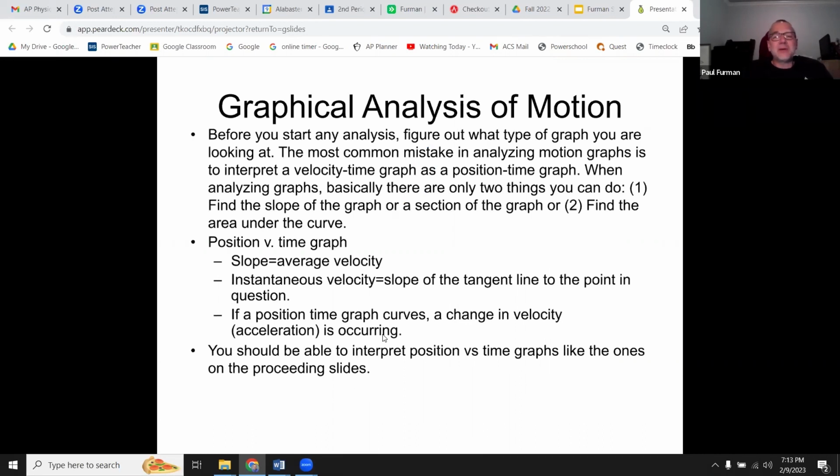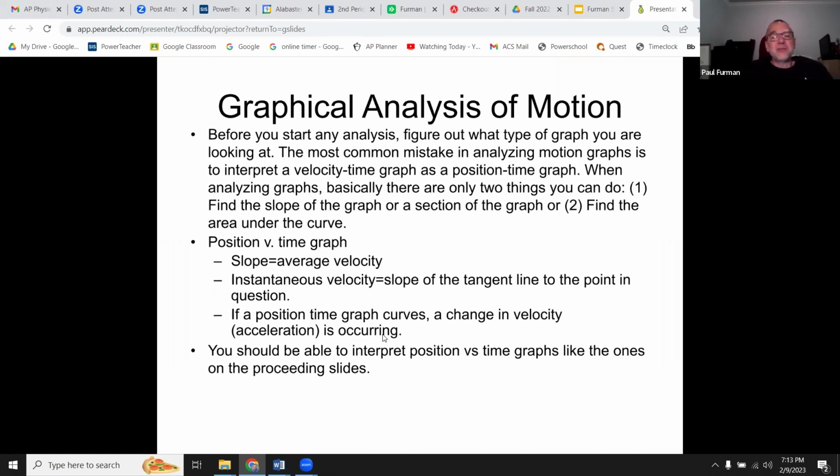And anytime you have a graph, and this is not true just for kinematics, but for every graph that you see all year long, there are a couple of things that you need to ask yourself that might be significant. The first thing is the slope. Does the slope mean anything? And the second is the area underneath the graph.